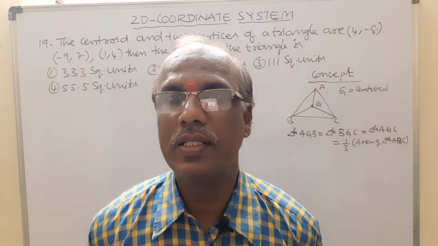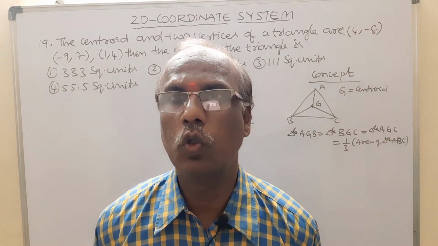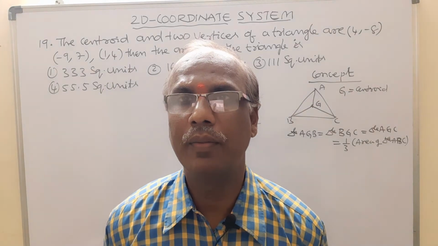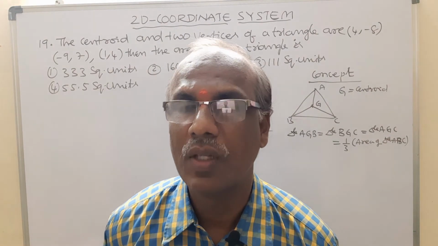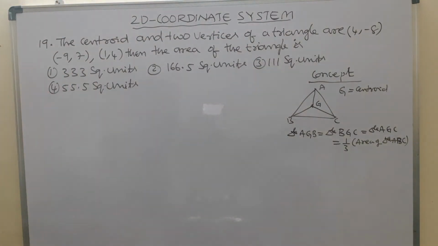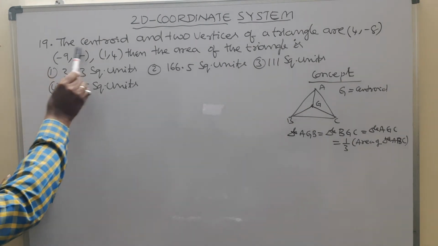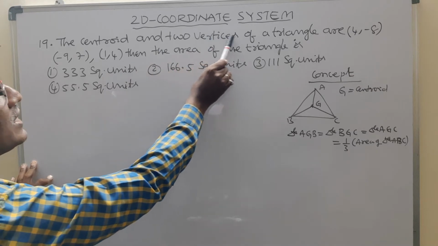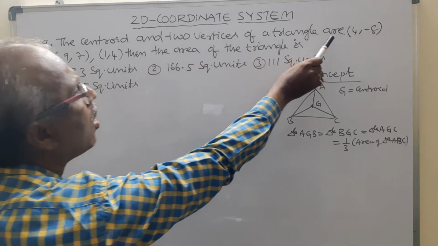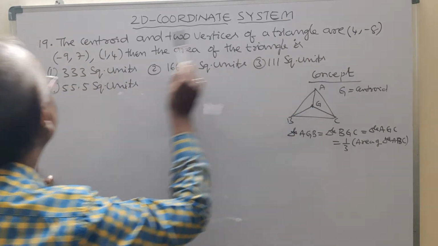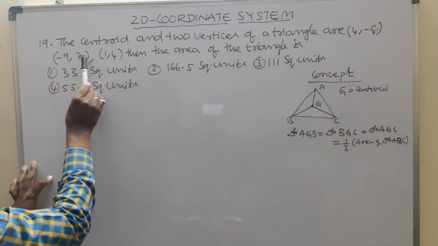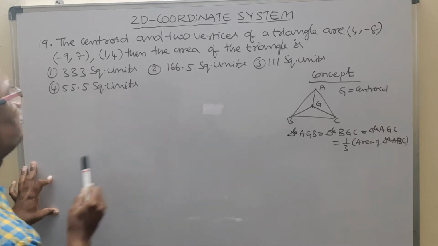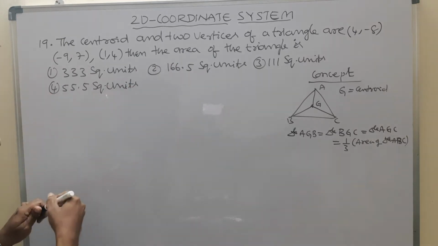In this video series, we discuss the 2D coordinate system, JEE Mains level 1 pattern type questions. Here, question number 19: the centroid and two vertices of a triangle are (4, -8), (-9, 7), (1, 4). Then the area of the triangle is? Here the four options are given.